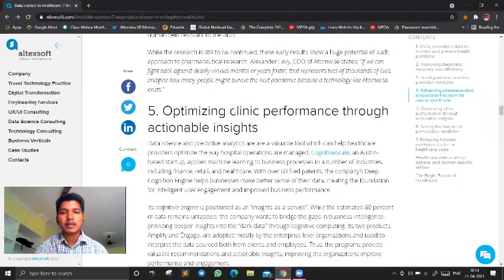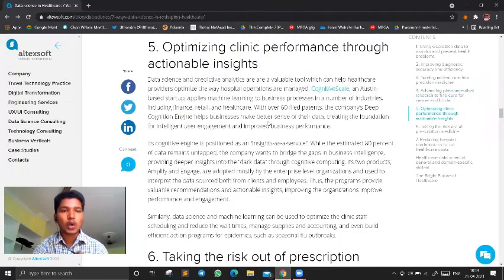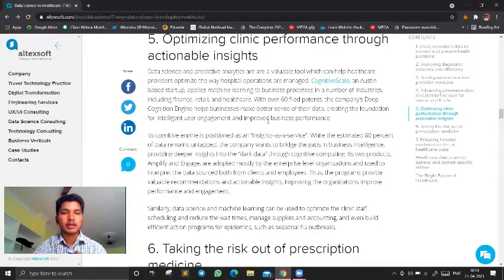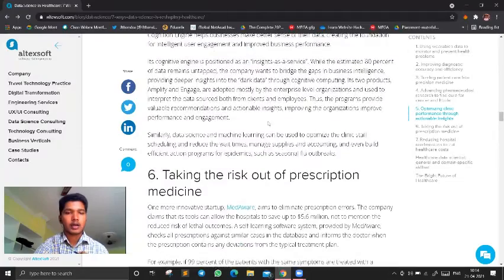Then optimizing clinical performance through actionable insights means it can also observe the data taken from the patients, and it can give some useful inputs, useful outputs, not inputs. By using some ML algorithms, it can build a model, and using that, it can give some useful outputs. So with that, the patient can know what is going on with him, and so on.